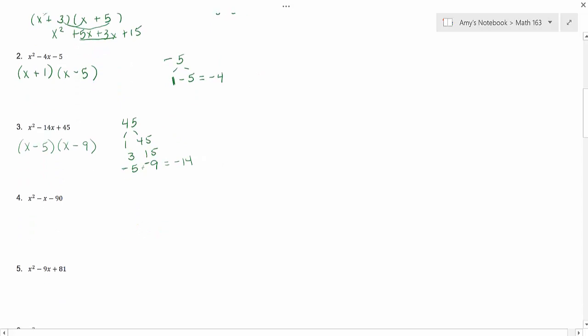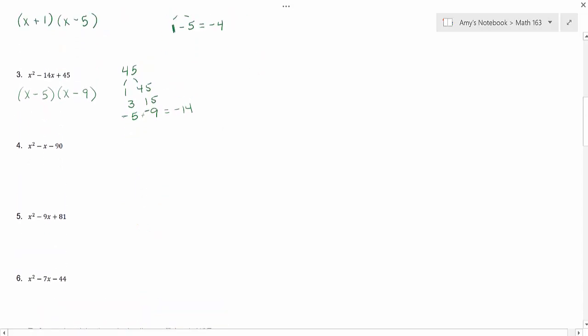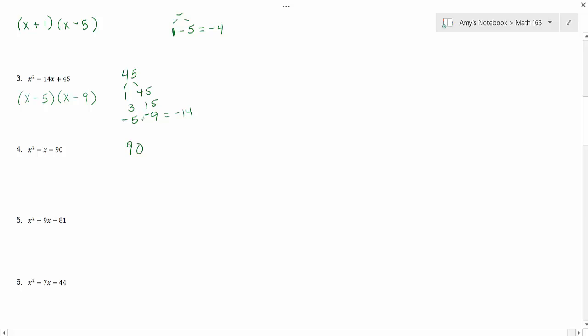Factors of 90. Remember, it's a -90. So we have 1 and 90, 2 and 45, 3 and 30, 4 doesn't go, 5 and 18, 6 does not go, 7, 8, 9, and 10. So what would add up to -1? 9 minus 10 would give me a -1. So my factors here are +9 and -10.